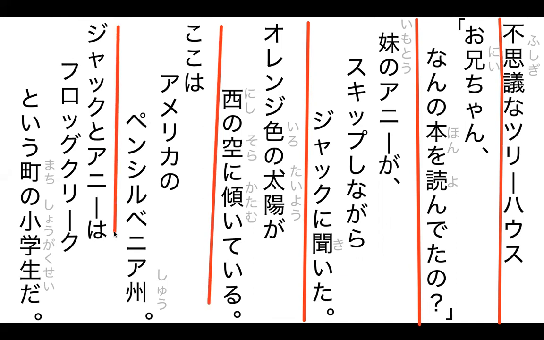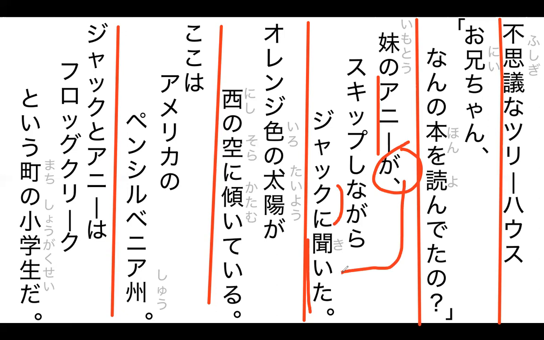Yes. Imoto ani no ani, skipping, Jack ni kiita. So, her name is Ani, and she skips while Jack listens, or asks? Really? That's a really good guess. So, ni means toward. So, toward Jack, ani kiita, because Ani is the subject. So, she is doing the verb. So, she's listening to Jack.